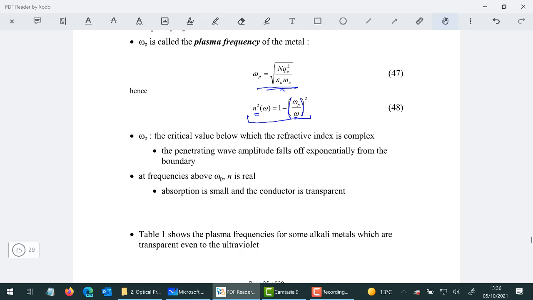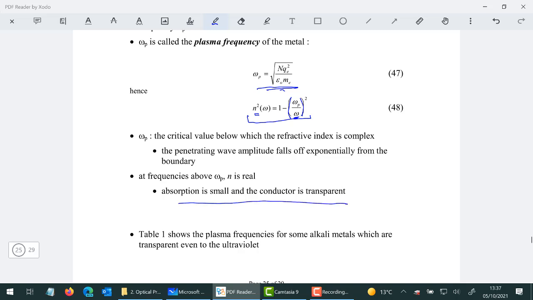Okay. So when the frequency is less than omega p, the number in the bracket will be bigger than 1, and so we have a complex refractive index. And when omega is bigger than omega p, the thing in the brackets is less than 1, and we have a real refractive index.